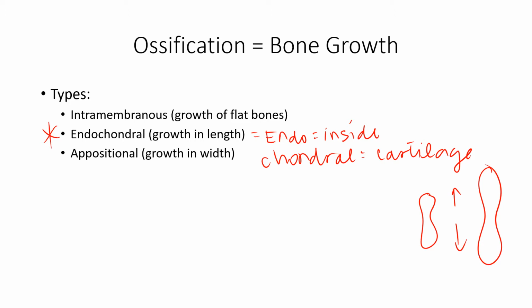So there is cartilage inside of our bones at the ends when you're a child, and that endochondral growth process occurs at these two regions of cartilage. Those two regions of cartilage are called epiphyseal plates. They are made up of hyaline cartilage, and those cartilage cells are responsible for pushing the bone longer.